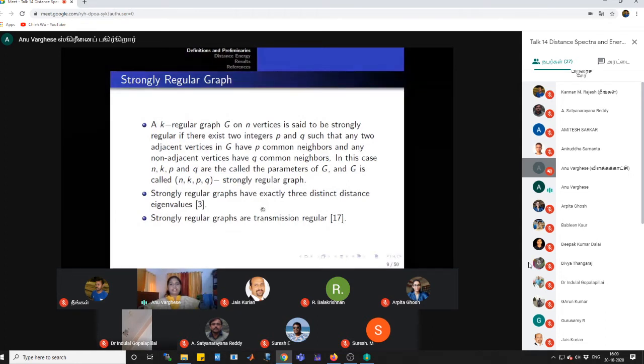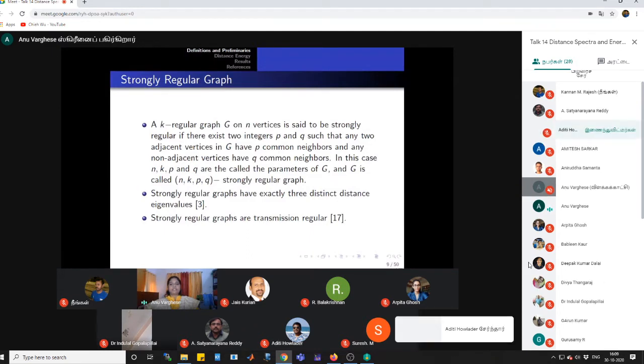And the result is that any strongly regular graph has exactly 3 distance eigenvalues. This is the same result as in the case of adjacency matrices. And strongly regular graphs are transmission regular graphs also.